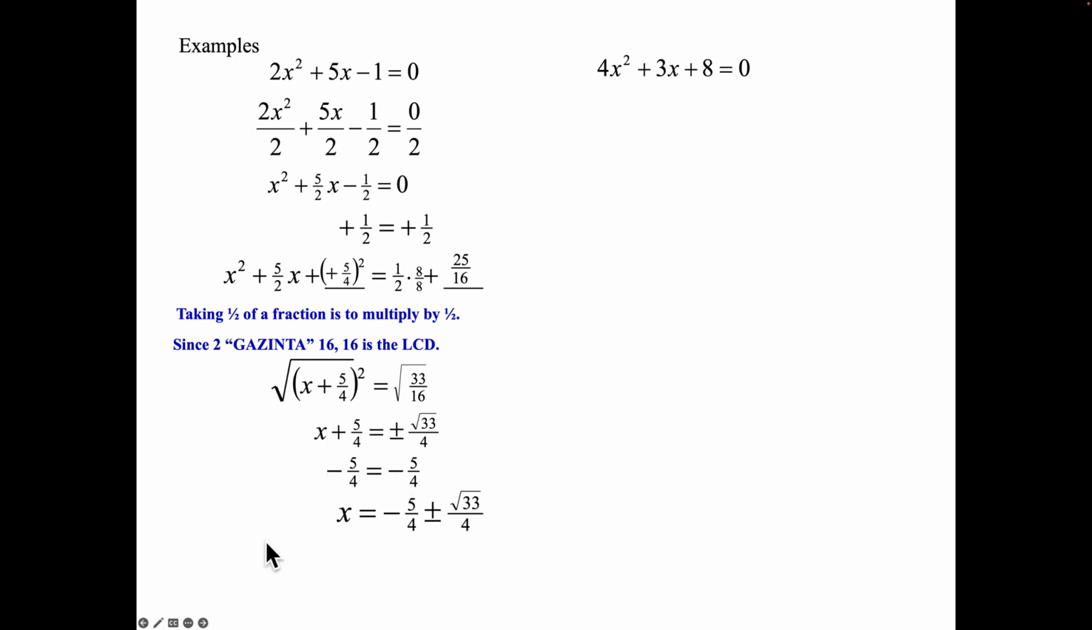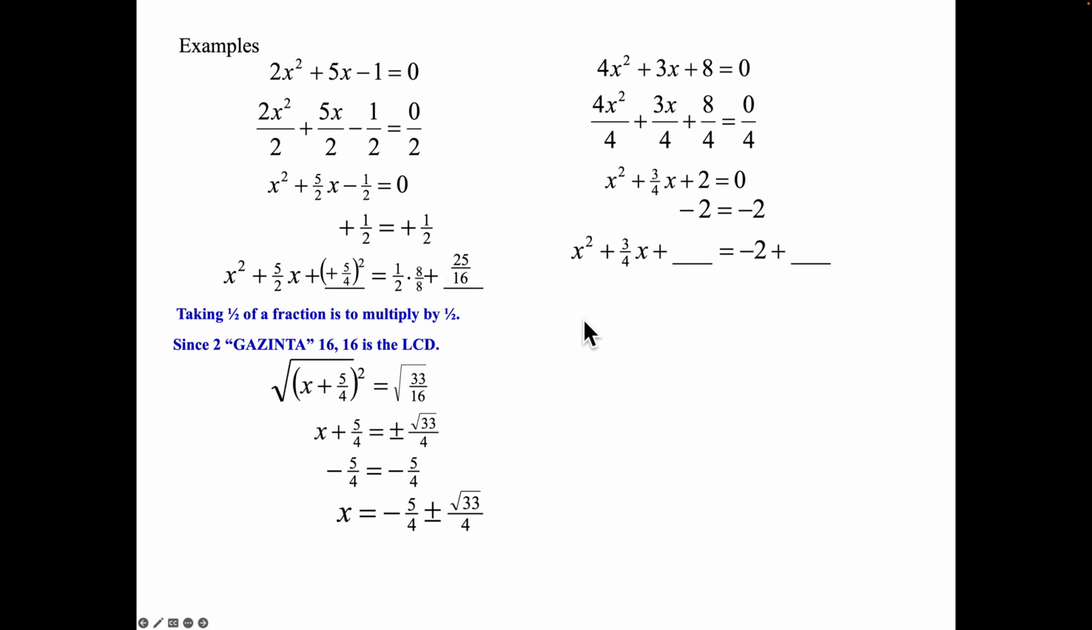2 goes into 16. That's going to be my common denominator. It's a perfect square. Make this one the same denominator. And we're in business. 8 plus 25 is now 33 over 16. We have our binomial squared, x plus 5/4 squared. Two steps away: take the square root of both sides, plus or minus the square root of 33 over 4. Subtract over the 5/4. We have our answer.